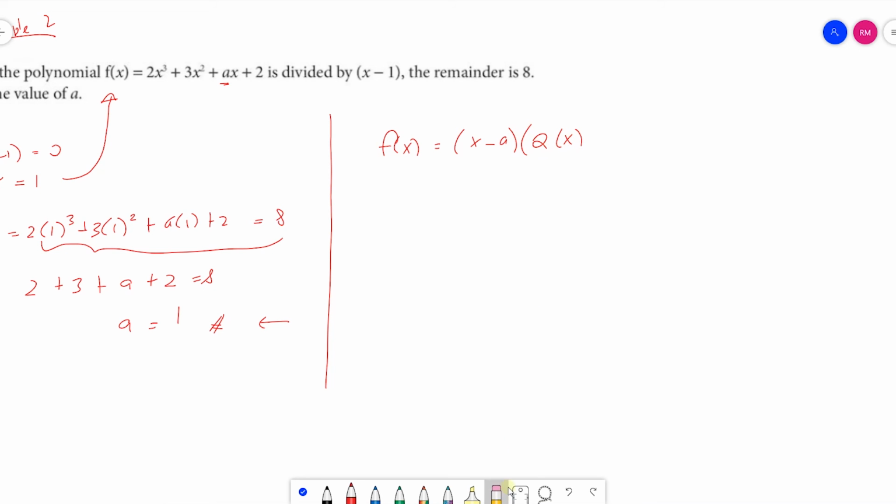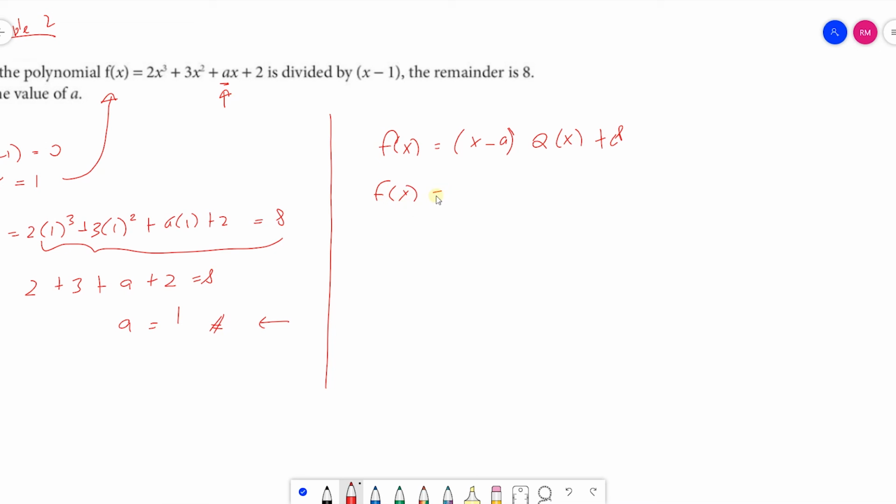Wait a minute, we're going to get q(x) plus 8, correct? So if we substitute x with 1 again, we're supposed to get the remainder 8. So before that, we need to replace this a with the value that we got, which is 1. So let's do it.